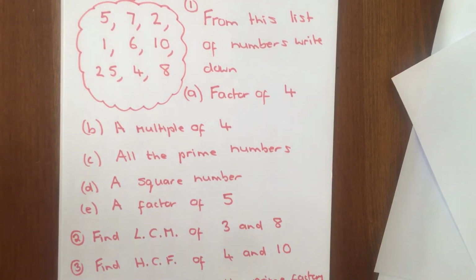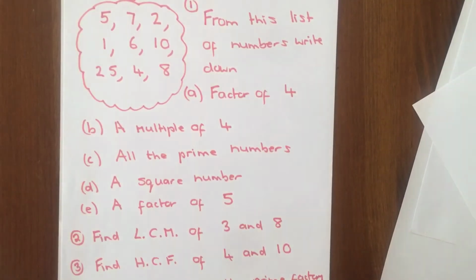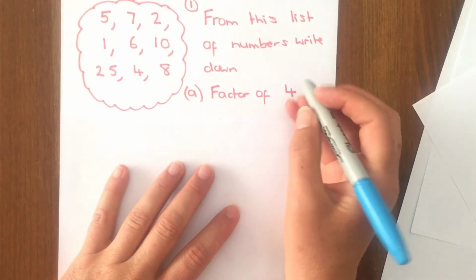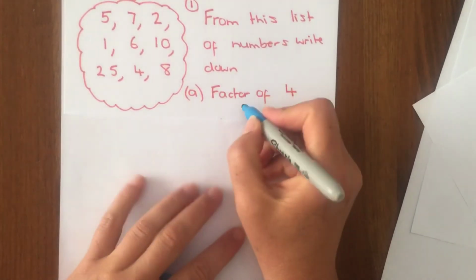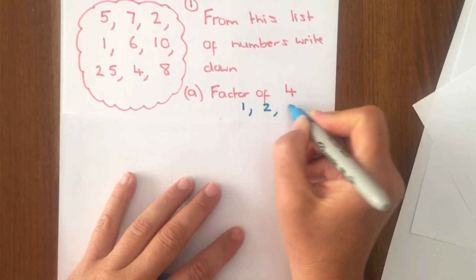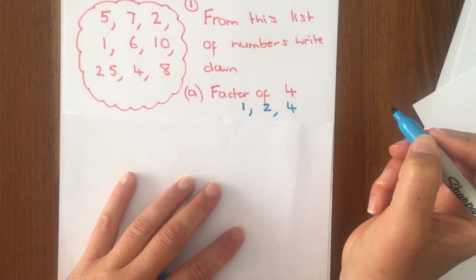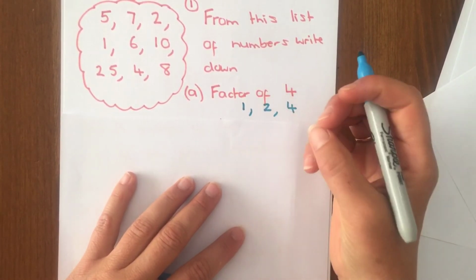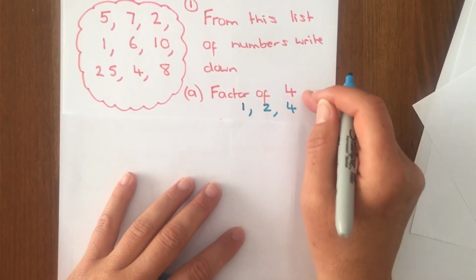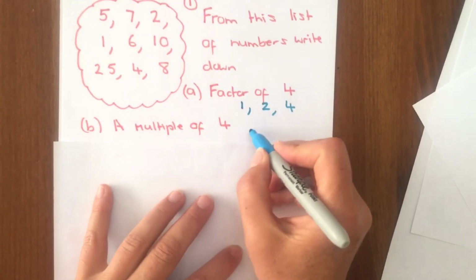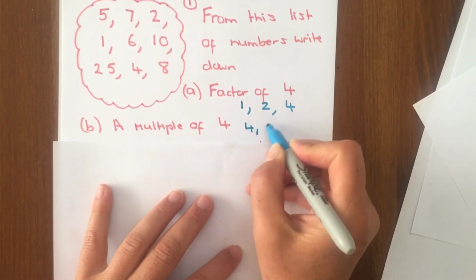Right, let's see how you got on with that, guys. This is a good test to see your understanding. Right, which of these numbers is a factor of 4? Well, you could have had any of these numbers, 1, 2 and 4. All numbers that go into 4. Not 8. 8 is a multiple of 4. Okay, so maybe you might have put 8 down there. A multiple of 4. I've got 2 answers there, 4 and 8.